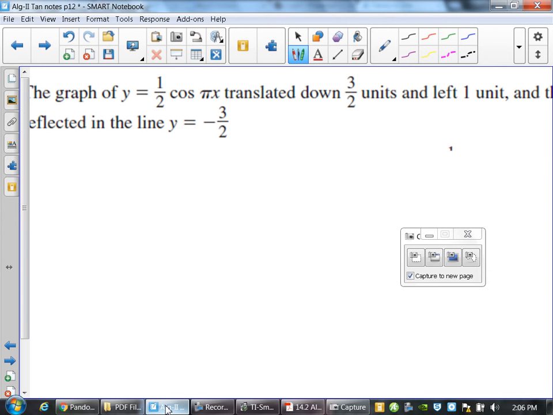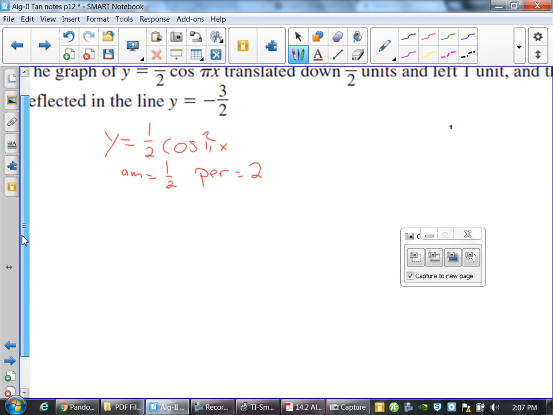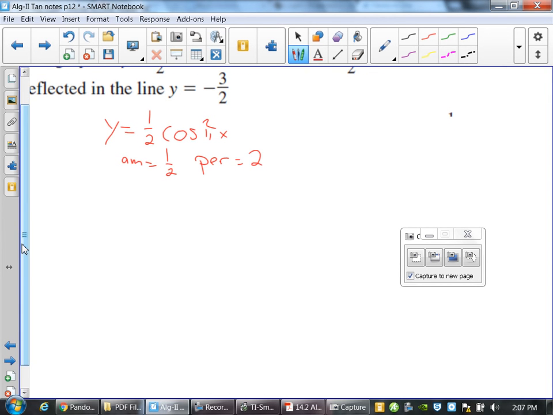Yeah, that last part kind of screwed things up. So think about the parent function itself, 1/2 cosine pi of x. That y equals 1/2 cosine pi of x has an amplitude of 1/2. It has a period of 2. You okay with that? Yes. So if I graphed that, the period is 2 pi over b. Our b value is pi.